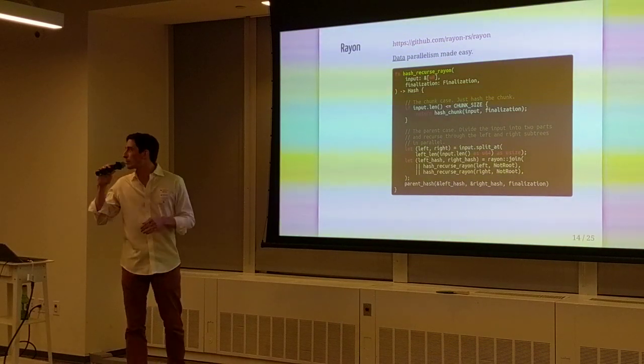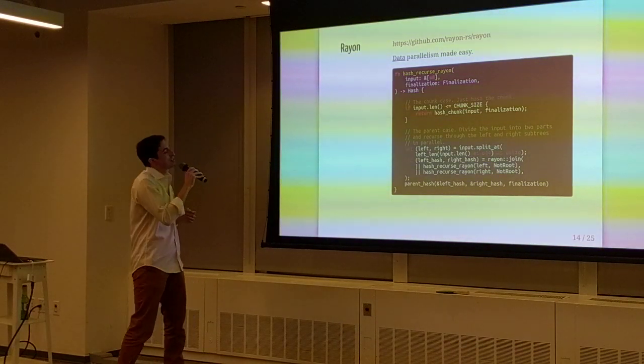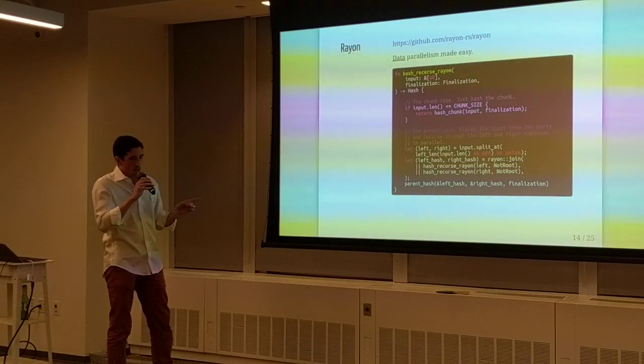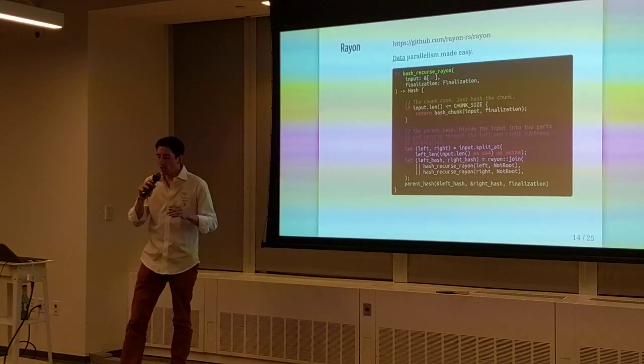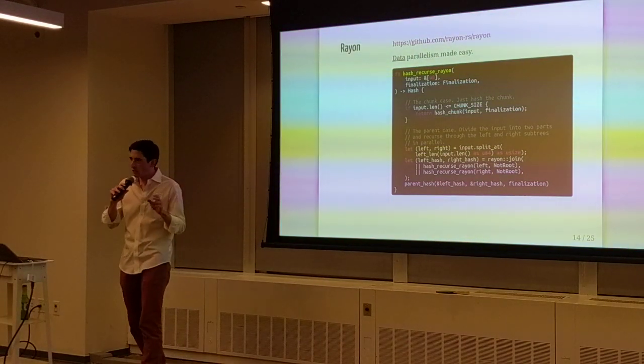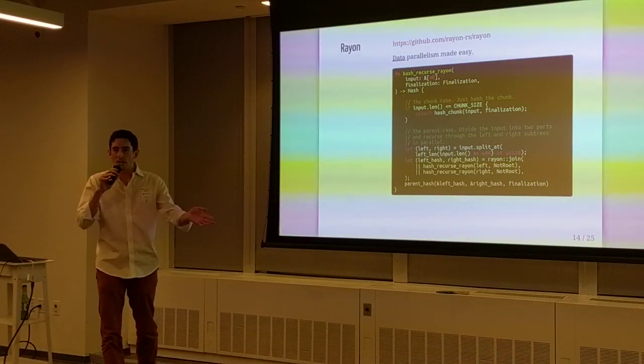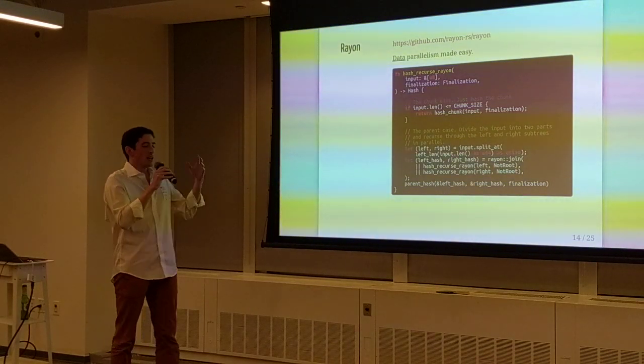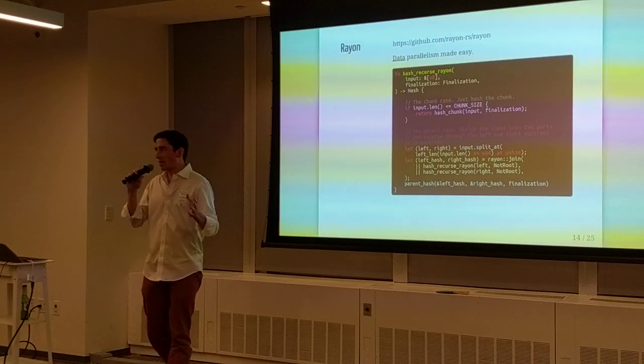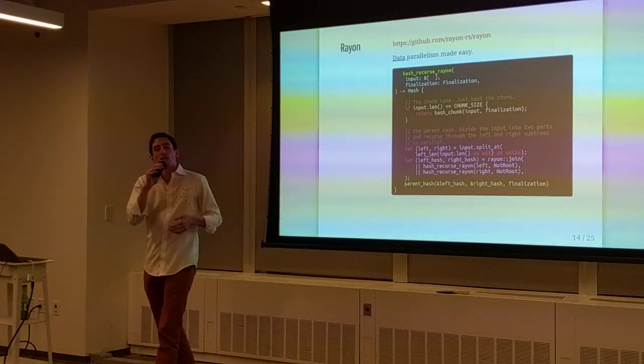Probably some people in this room are following that more closely than I am. But data parallelism is easier. So you're not sleeping the process. You're not blocking on I/O. You're saying, hey, I have some data, like a vector or something, and I want to process the data, do something to every element. In my case, hash it, of course.